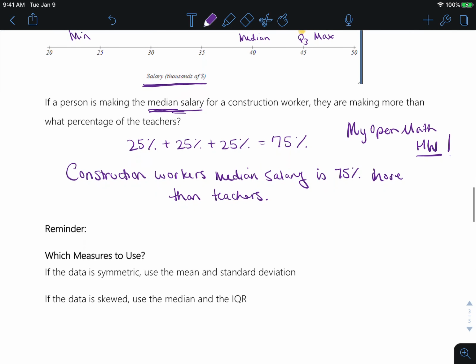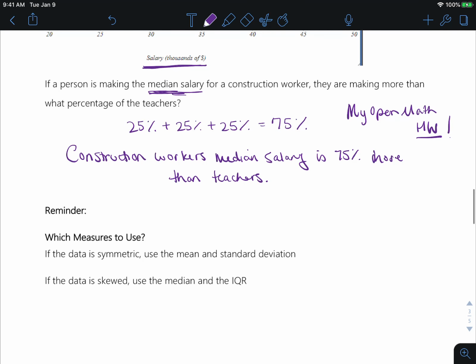All right, the last little thing in this video is just referring to what we talked about in the beginning. If the data is symmetric, we use the mean and standard deviation to get information. If it's skewed, we're going to use the median and the IQR to get information.